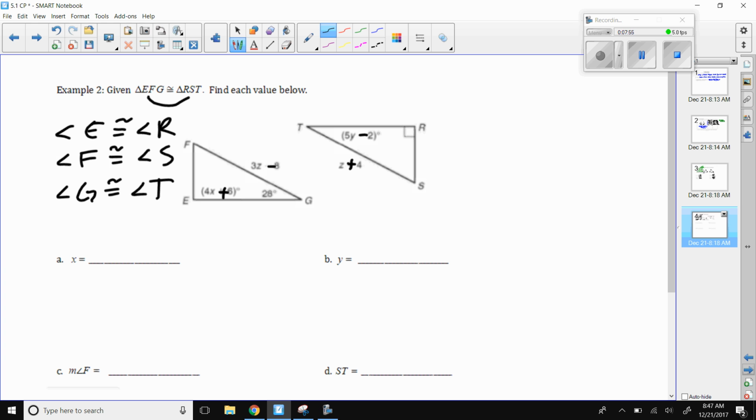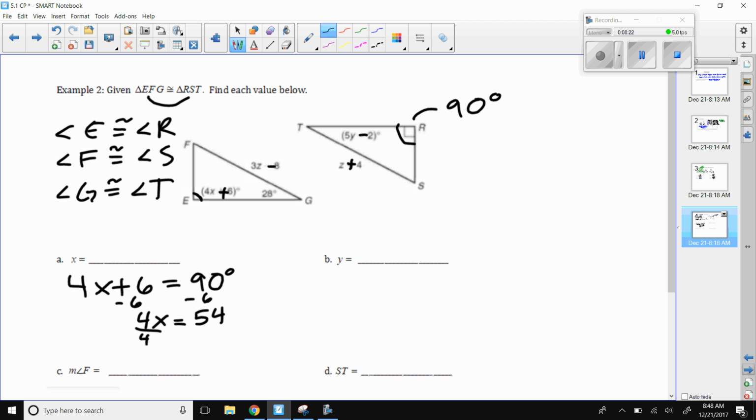So I see E is this angle right here, and it's going to be congruent to angle R, and this is something that I know. This is 90 degrees. So to find X, I'm going to have 4X plus 6 equal to 90 degrees. If I subtract, I get 4X equal to 54, and divide by 4 on both sides leaves me with X equal to 17.